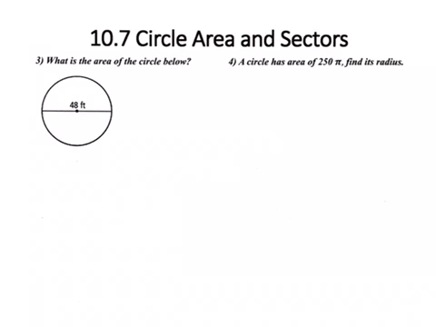Question 3, same idea. They give you the diameter. So you know the radius in this case is 24. So find the area. It's pretty simple. Area equals pi times 24 squared. In this case, 24 squared is going to be 576 pi feet squared.